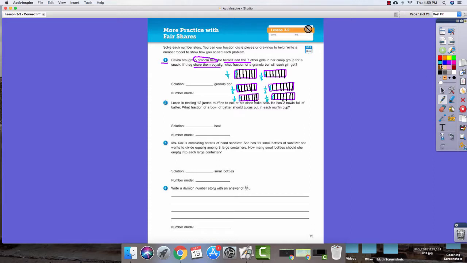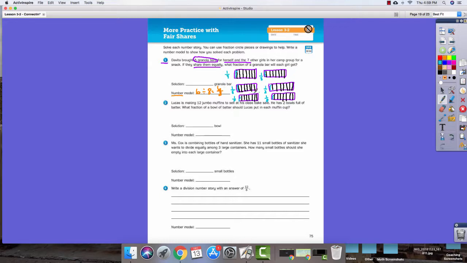So let's think about what we did and put it in a division number model right here. Davida had 6 granola bars, and she split those equally. She divided those granola bars into 8 equal pieces because she had 8 girls to share them with. So 6 divided by 8 gets me, well, I have 6 one-eighth pieces. So she got 6/8 of a granola bar.